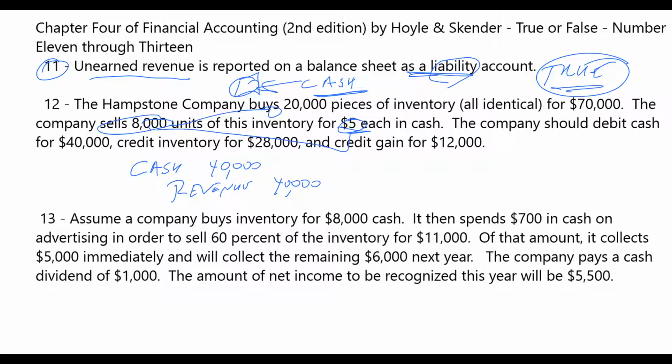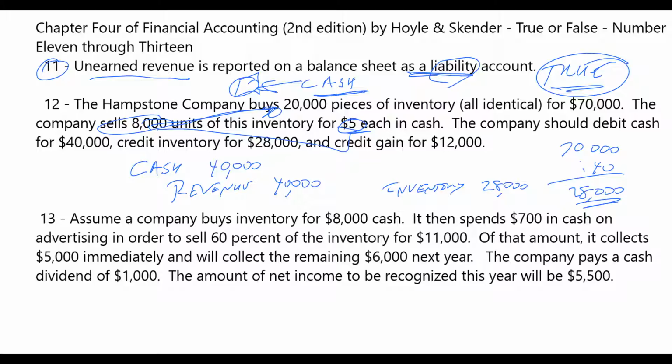40% of the inventory was sold here. 8,000, 20,000. The inventory cost $70,000. 40% of 70,000 means that you lost $28,000 of your inventory. So you have a second entry to record that loss of merchandise. You'll take your inventory and you'll credit it for 28,000. That's the loss of inventory, and that's recorded as an expense.